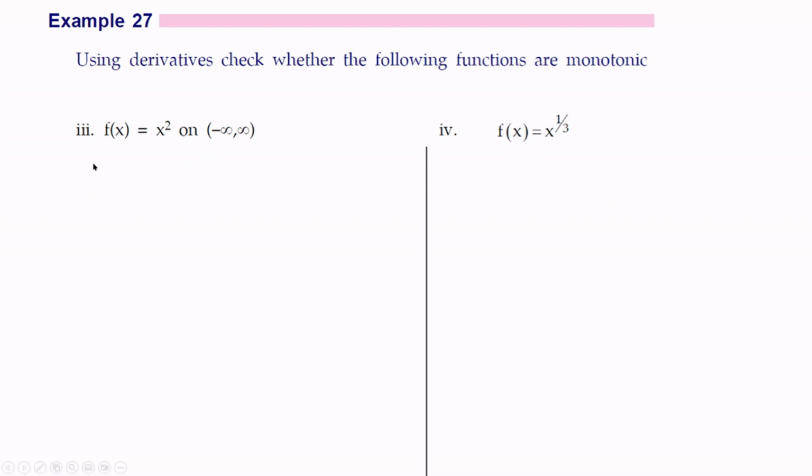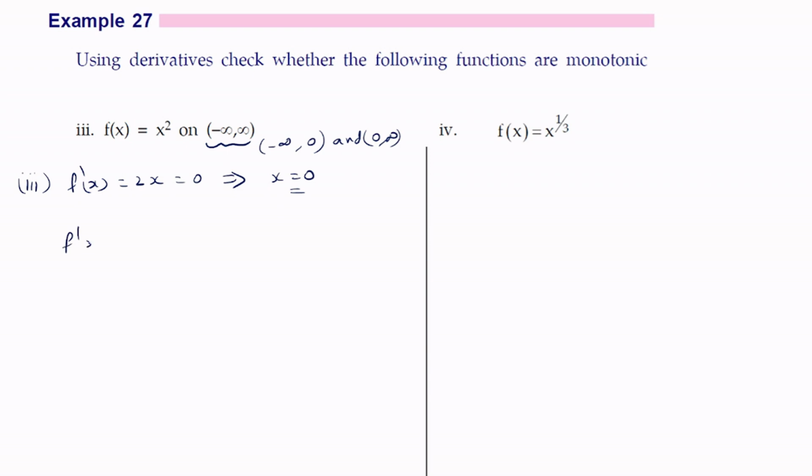So here we can see that f of x is x square. So f dash of x equal to 2x. At the critical points, f dash of x equal to 0 implies x is equal to 0. So x is equal to 0 is a critical point. So we have to divide this interval minus infinity to infinity as minus infinity, 0 and 0, infinity.